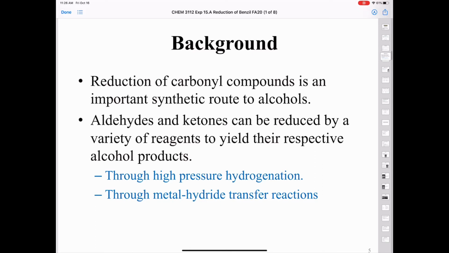So these are the conditions you might be familiar with: hydrogen and a catalyst like palladium, platinum, or nickel. And again, we have to have hydrogen gas, and so you can see why that might not be good to use at the undergraduate level.